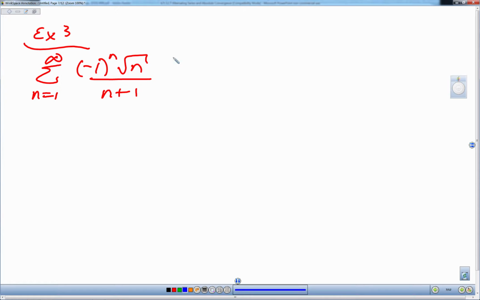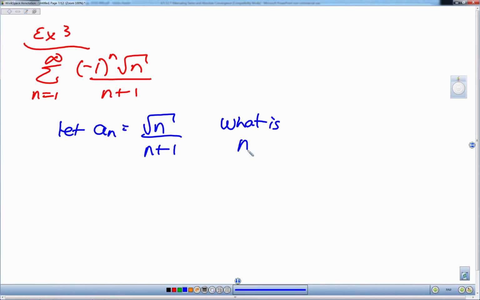So the first thing we're going to try to do is determine whether this series converges or diverges, and we're going to consider the ratio test, even though we see that it is an alternating series. But because we have a new toy, let's see if we can play with our new toy. And so we're going to let a sub n equal the square root of n over n plus 1. And what we want to know is the following question. What is the limit?